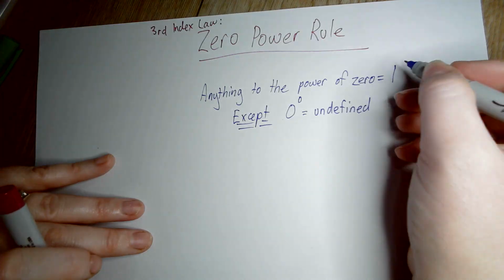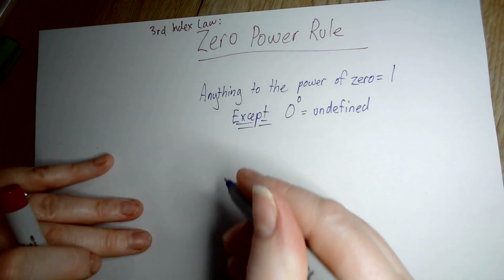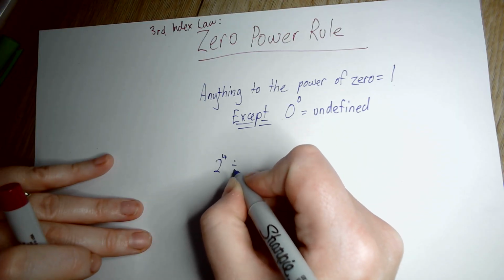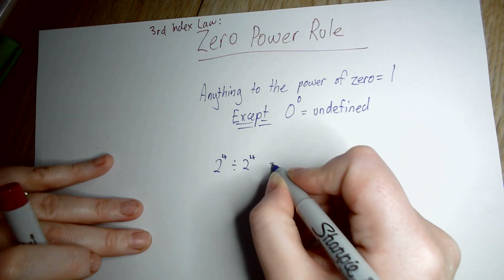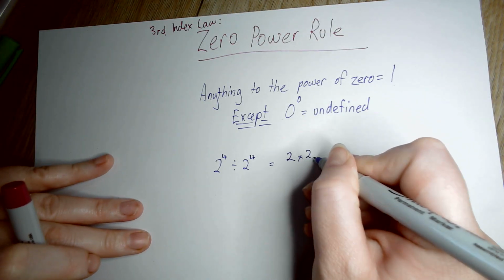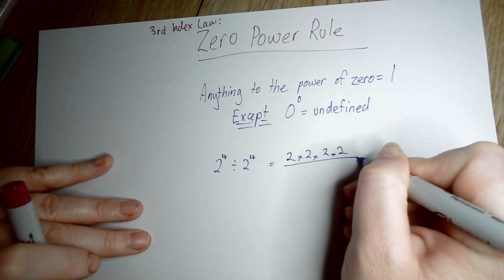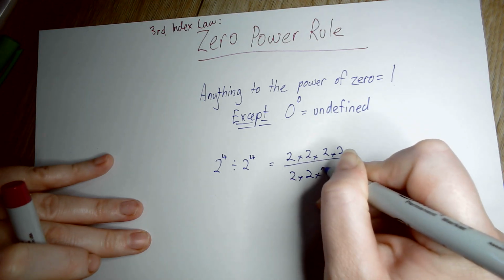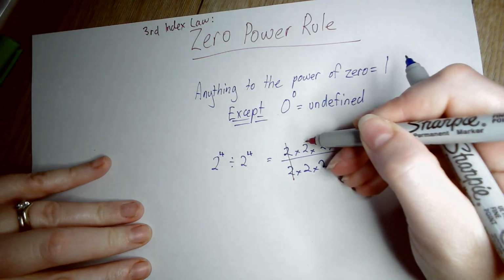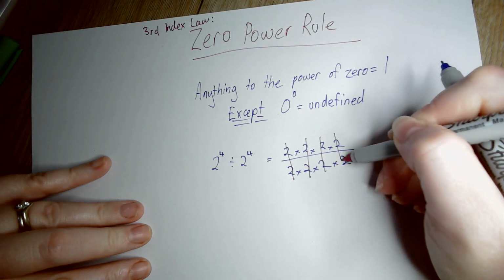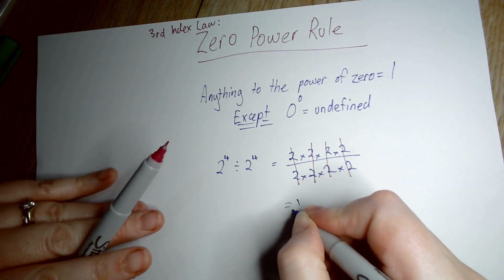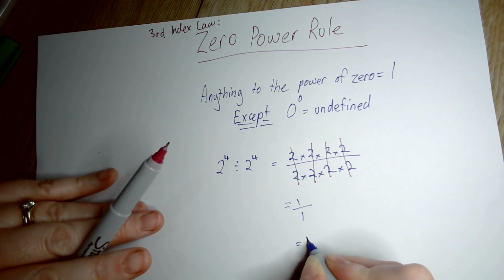And the reason we end up with it equaling 1 is similar to that division rule before. Let's say we had 2 to the power of 4 divided by 2 to the power of 4. If we wrote that up, we would have 2 times 2 times 2 times 2 divided by 2 times 2 times 2 times 2. So I've expanded it out. These two cancel out. These two cancel out. These two cancel out. And we end up with 1 divided by 1, which is 1.